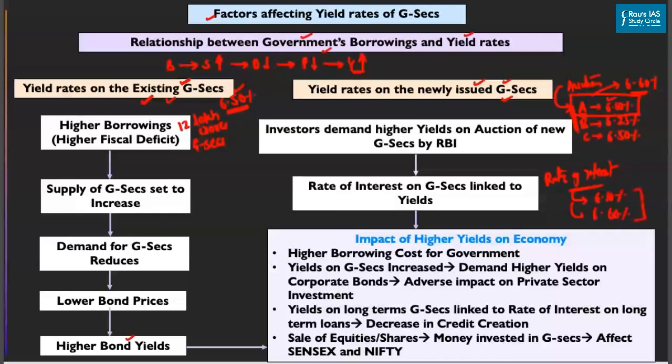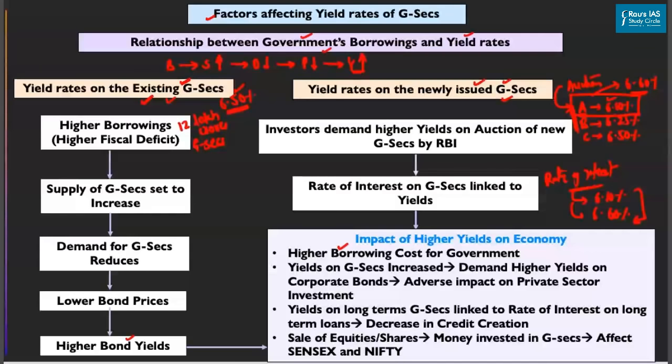So as you can see, the rate of interest on the government security has increased. And if that happens, obviously the borrowing cost of the government is set to increase. So as the yield rates on the existing government securities keep on increasing, the borrowing cost of the government would increase. The government would be required to pay more money in the form of interest.